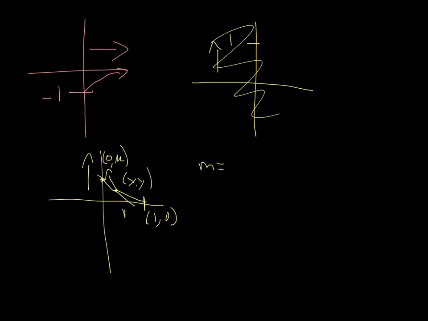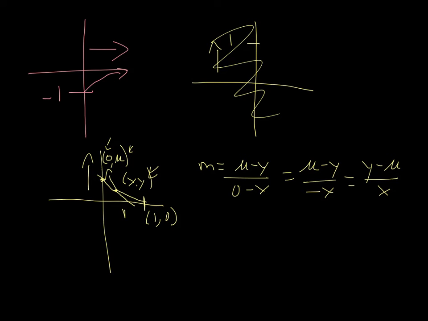And we're going to do y2 minus y1, so we'll do u minus y over x2, which is 0, minus x1, which is just x. So if we simplify that a little bit, we have (u - y) over negative x, and instead of having the negative, we'll multiply everything by a negative, and end up with (y - u) over x. So then he goes on to solve the equation.